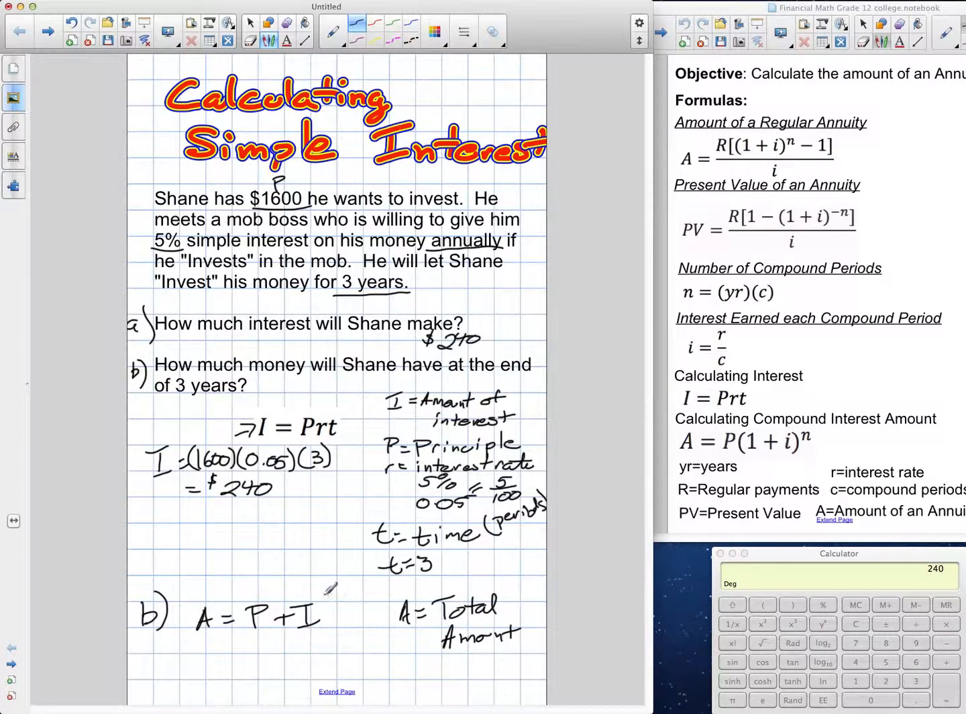So these equations are just like common sense. They seem very common sense if you're used to using money, right? So our principal was that $1,600, and Shane apparently earned $240 interest. He gets $1,840 in the total amount after 3 years of investing in the mob.